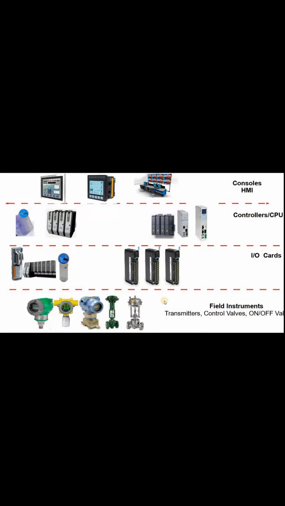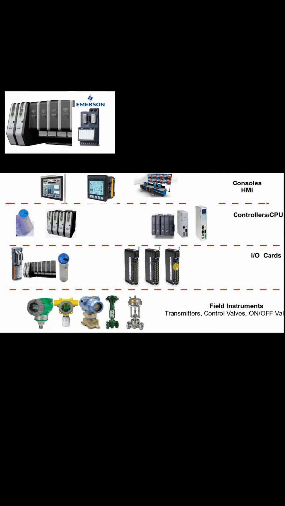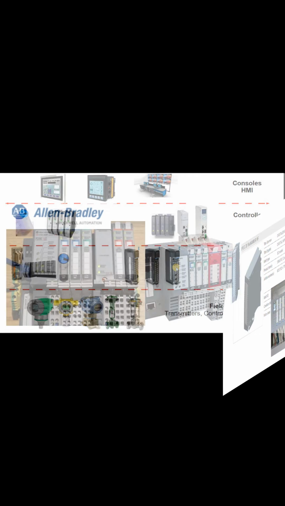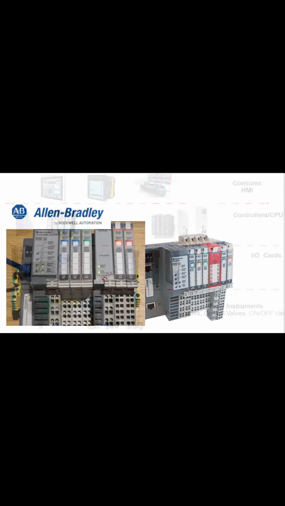Let's start with the field. We have a group of transmitters, on-off valves, control valves, etc. All the data from the field are conveyed to the system through input-output cards. The I/O cards convert all the data from pressure, temperature, flow and so on into a digital form and send it to all the system components. The I/O card shape, communication, number of inputs and number of outputs depend on the vendor.